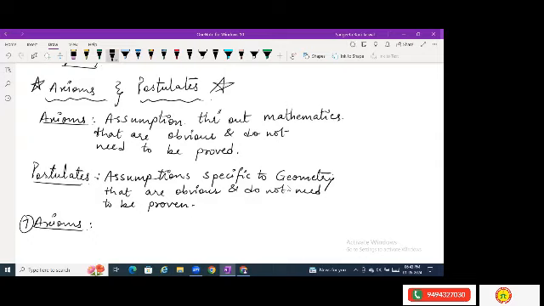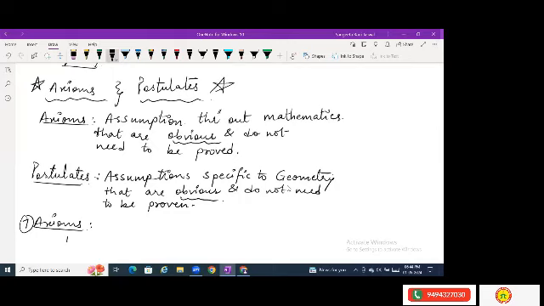That means it's an assumption throughout mathematics that is obvious and does not need to be proven. Obvious means something that is a universal fact. Here also the word obvious is written. That means it's a universal fact. You understand, no? What do you mean by universal fact? Yes, children. Universal fact means that everyone and everything agrees to it. Something that is agreed upon universally.